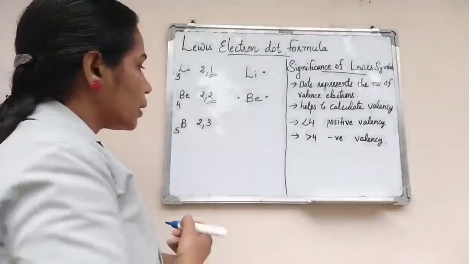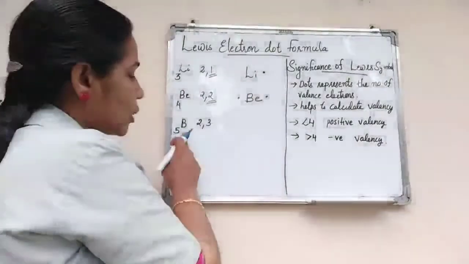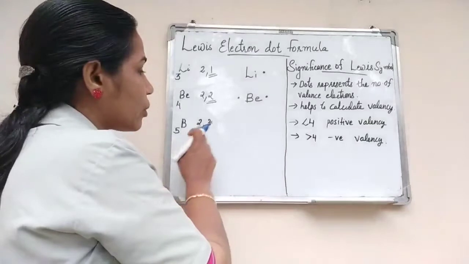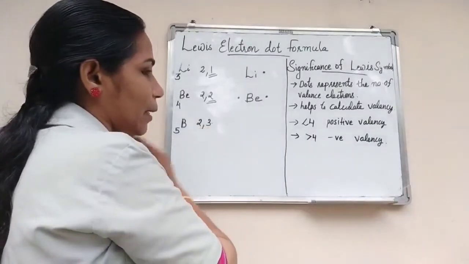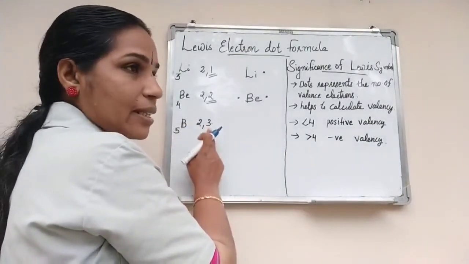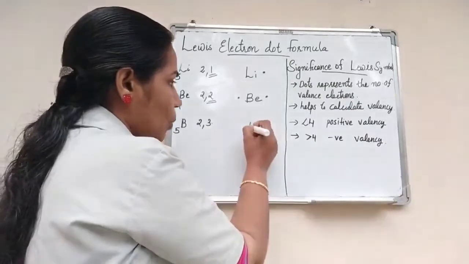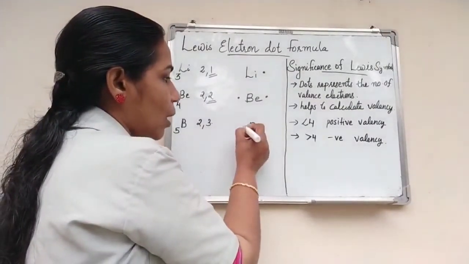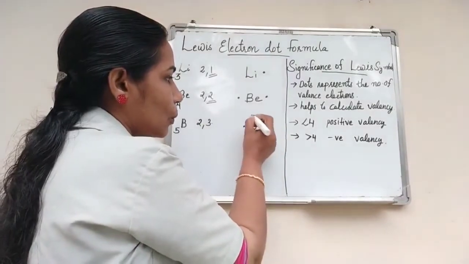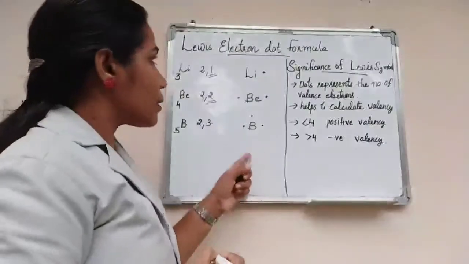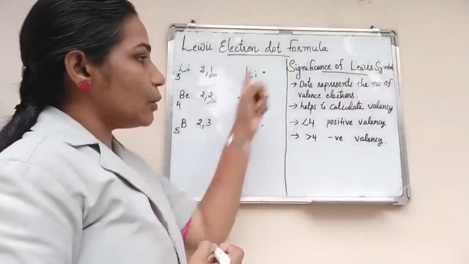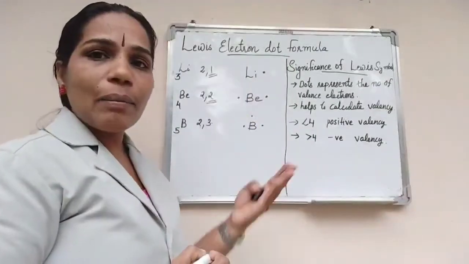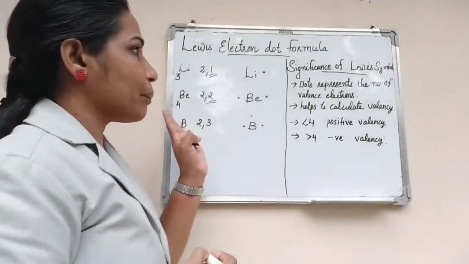Then boron, atomic number 5, electronic configuration 2, 3. 3 valence electrons. Boron symbol B, 3 electrons: 1, 2, 3. This is the Lewis electron dot formula, or simply the Lewis symbol.